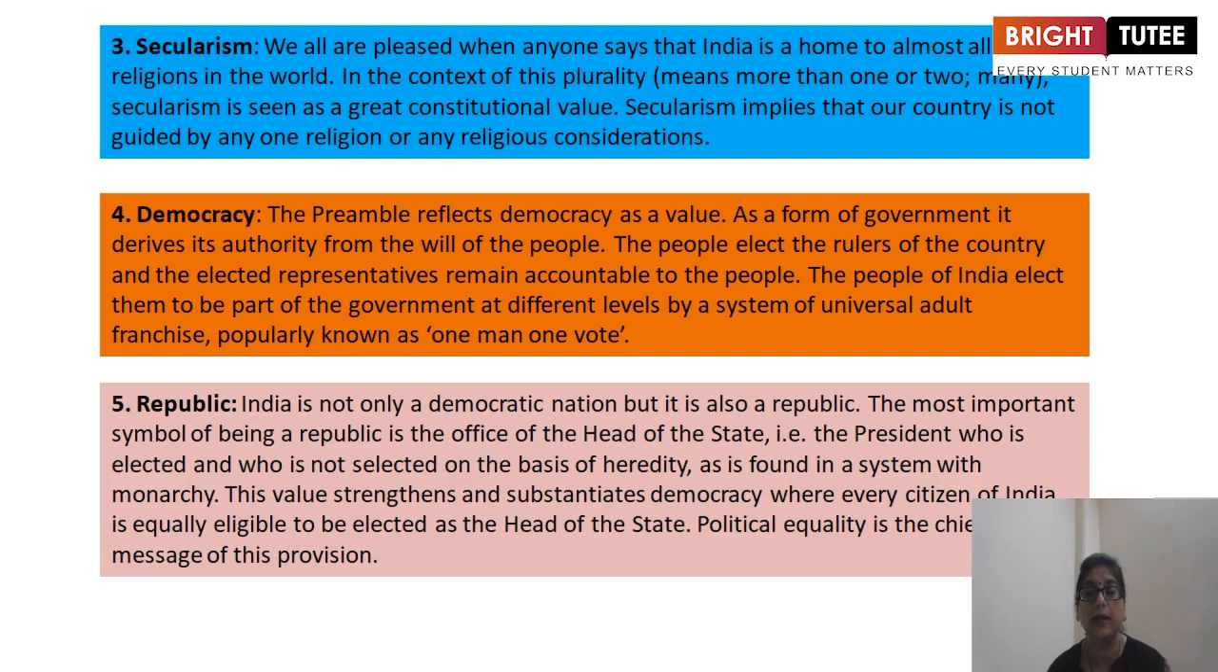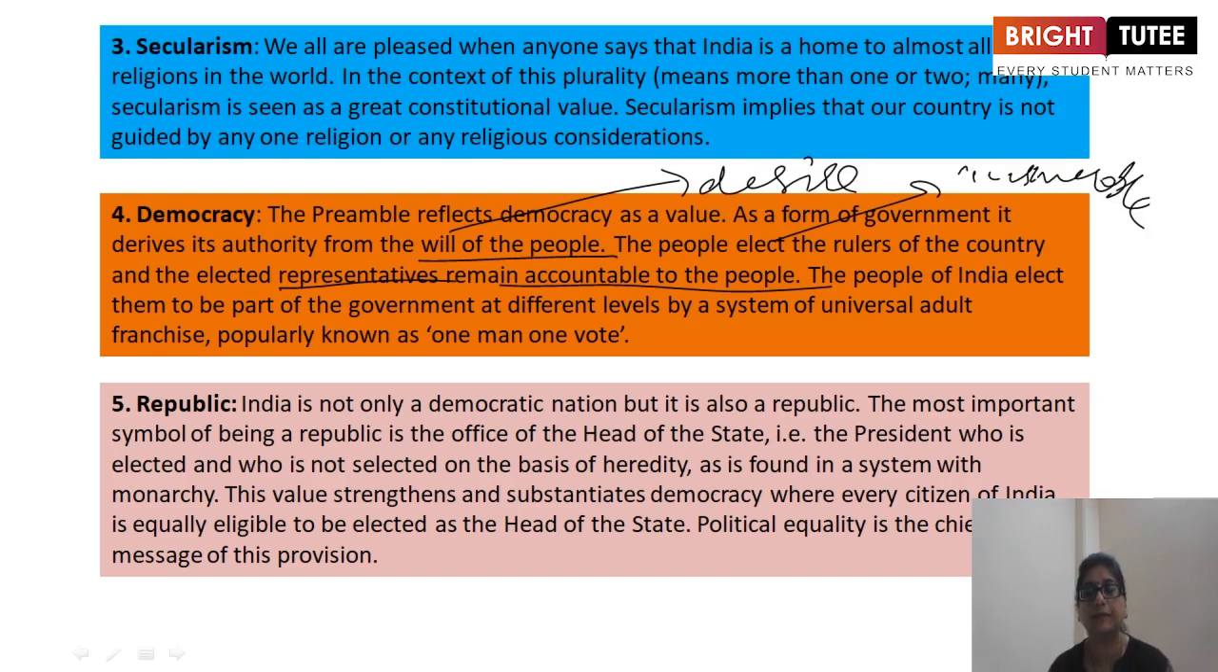And democracy, you all know that we are free to choose our own government in our own way, with our own choice. The preamble reflects democracy as a value, as a form of government. It derives its authority from the will of the people. Will of the people means the desire: what do we want? So the people elect the rulers of the country, and the elected representatives remain accountable to the people. Accountable to the people means they are answerable to us. In case we want to question them, we could.